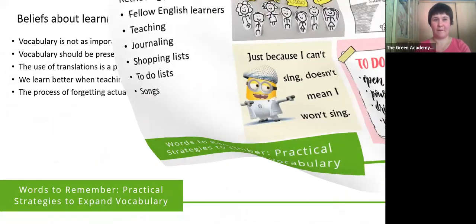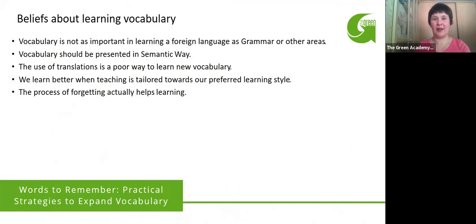Okay. Now I would like to go back to learning vocabulary. Vocabulary is not as important in learning a foreign language as grammar or other areas. I think that at the beginning I showed you the skeleton and our muscles. Vocabulary should be presented in a semantic way, and that is in a way of topics. The use of translation, well, you decide that for yourself. Sometimes translation is useful, but at a higher level it's not so good. We learn better when teaching is tailored towards our style.